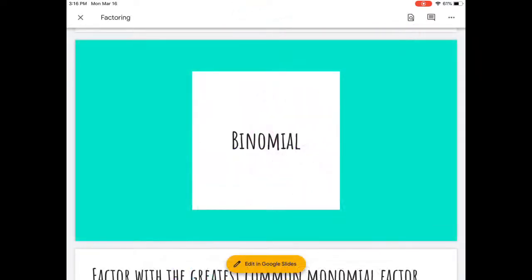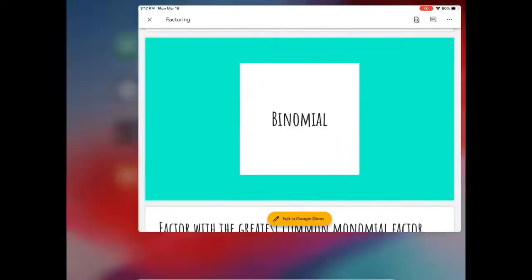Next, we'll look at how to factor a binomial. A binomial, remember, is 2 terms. So I'm going to take a look at the 2 terms and see what the greatest common factor is of those 2 terms. We want to find the largest monomial that's divisible by both terms in the binomial.